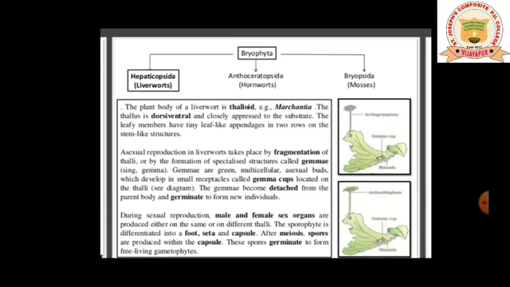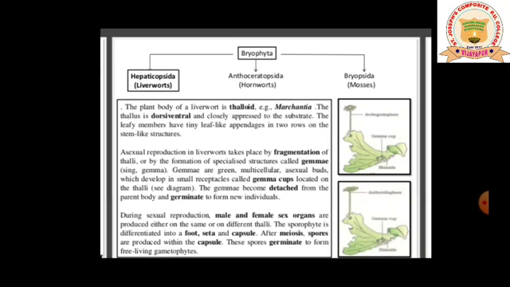Not only that, there is a specialized structure which occurs on the plant body. We call it gemma. Singular is gemma and plural is gemmae. Gemmae are green multicellular asexual buds. So one more question which falls under this is, what are gemmae? Gemmae are green multicellular asexual buds found in the bryophytes, which develop in small receptacles called gemma cups located on the thalli.